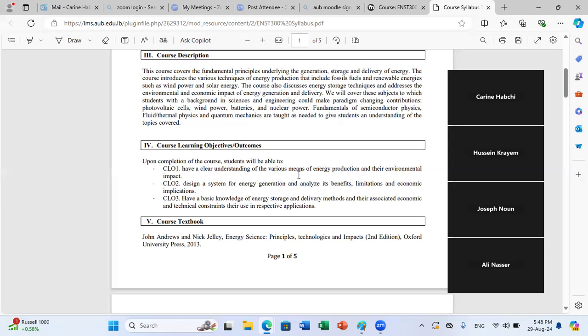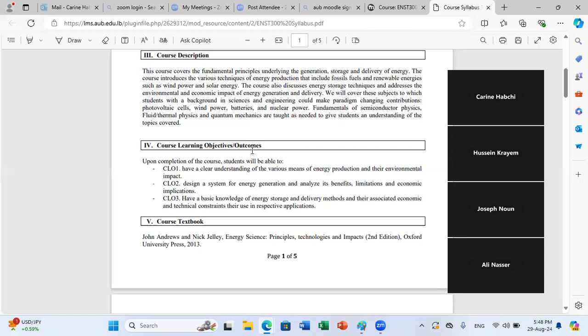Furthermore, we'll have a basic knowledge of energy storage and delivery methods and their associated economic and technical constraints whenever we use them in engineering applications.